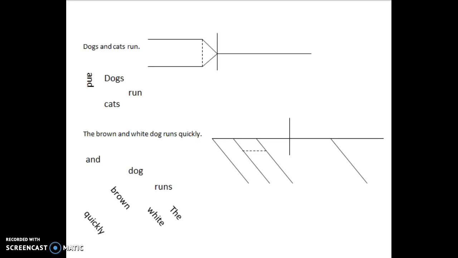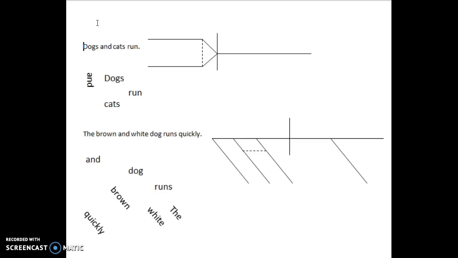Next up, we are going to look at sentences with compound parts. I haven't changed much from the first sentences that I used. I just added or changed a couple of elements. The first sentence we will look at, dogs and cats run, has a compound part. In this case, two subjects, dogs and cats.